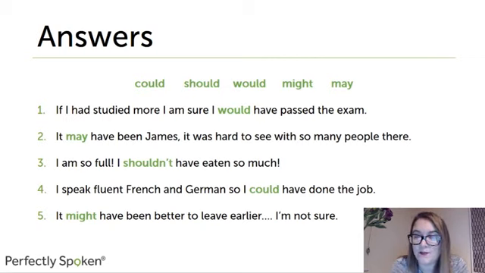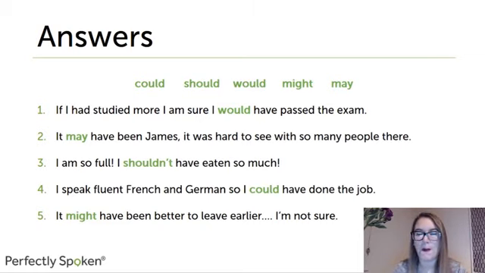Number 3, I am so full. I shouldn't have eaten so much. Here we have a modal in the negative form, but you're looking back at a situation with regret. You regret eating so much, so we need should.